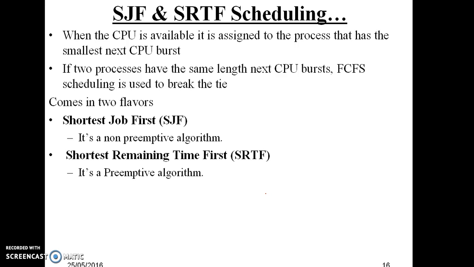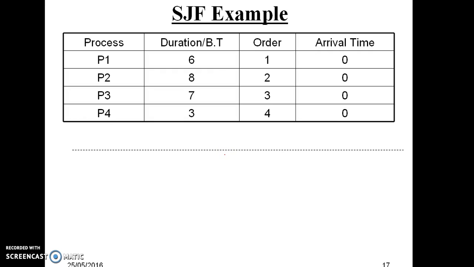Now, as we have seen, SJF can be non-preemptive and SJF can be preemptive. When it is non-preemptive, it is only SJF. But when it is preemptive, we call this shortest remaining time first. So we have an example with four processes, the burst time required for these processes and the order in which they arrive, but in this case the arrival time is the same.